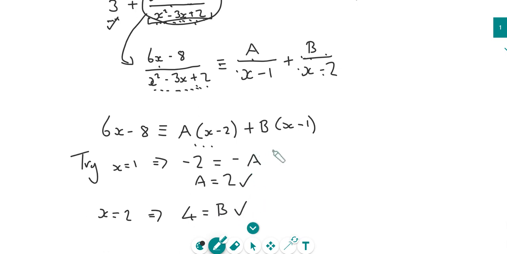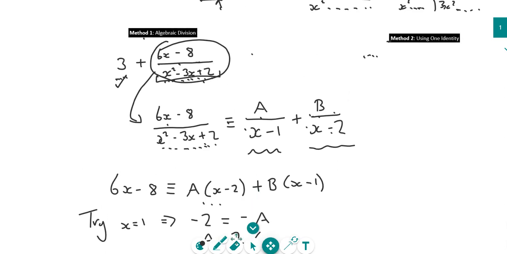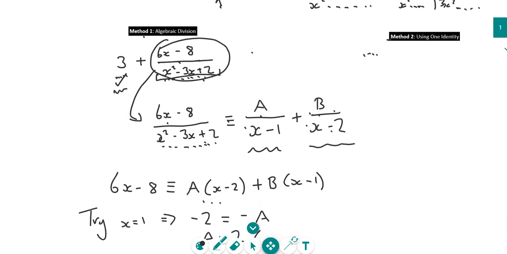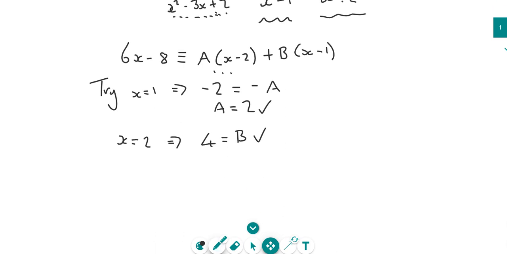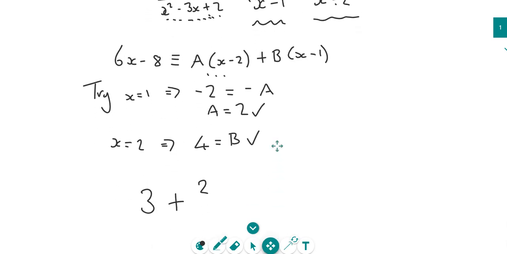So I get my values here. Don't forget, I'll need to put them into their fractions, and then I'll need to have this 3 at the front. So my final answer is going to be 3, that's from the long division, plus 2 over x minus 1, plus 4 over x minus 2.